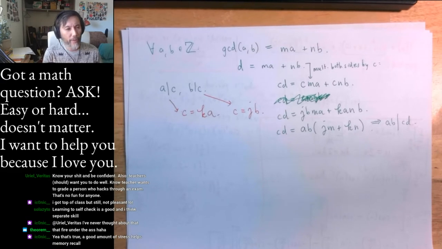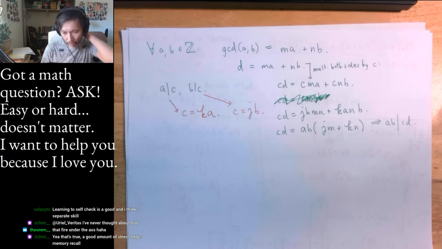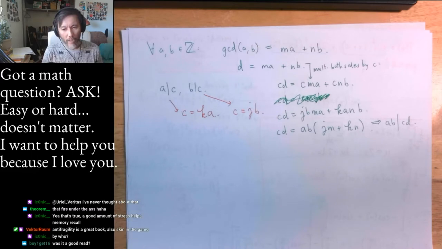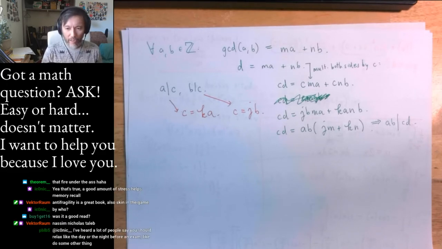If you read Antifragile by Nassim Taleb, now, I'm not advocating for this or anything like that, but small stressors can make you stronger in the long run is one of his theses in that book. Nassim Taleb. Am I saying his name right? I hope I'm not messing it up. Nassim Nicholas Taleb. I'm not sure how to say it.